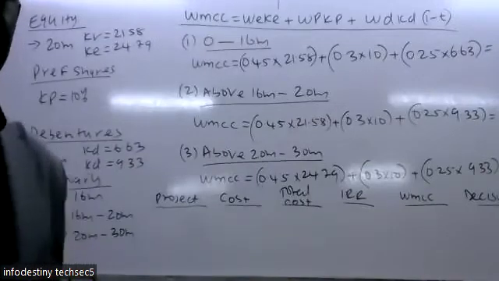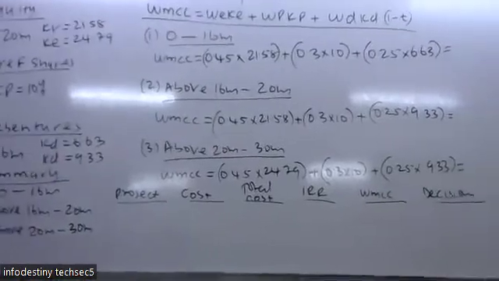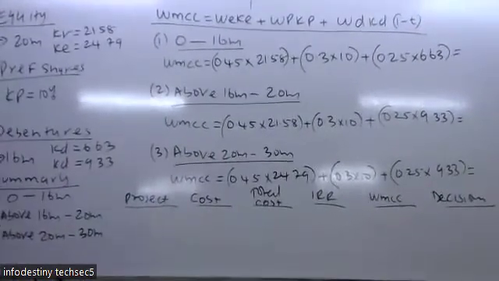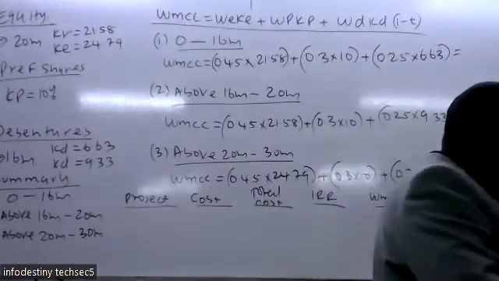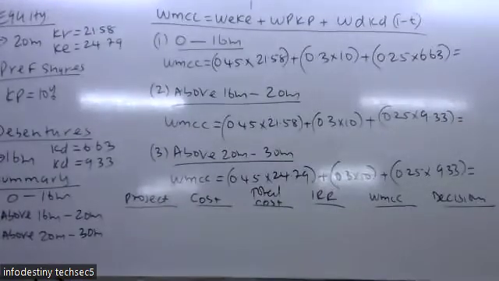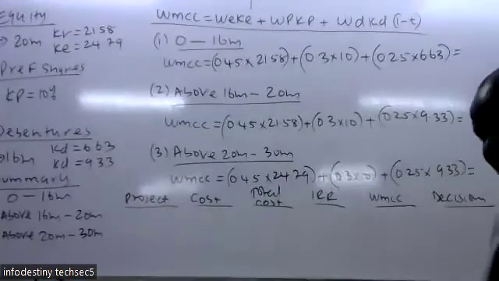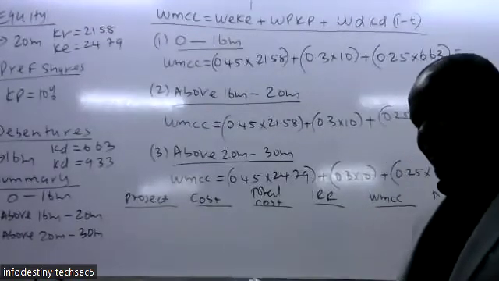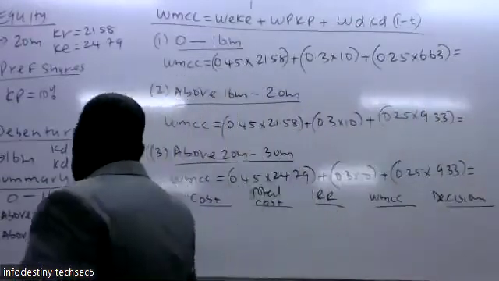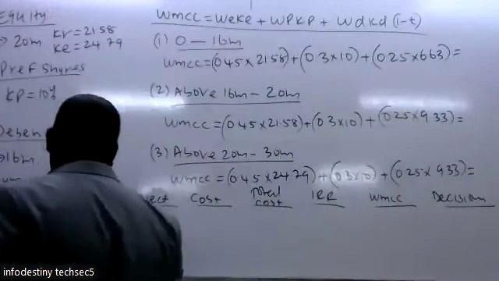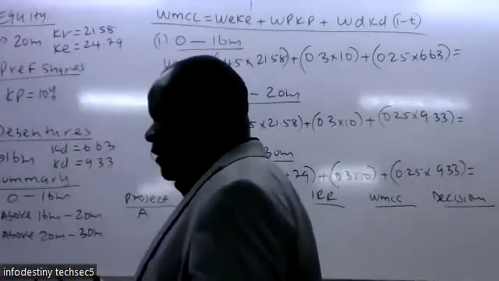Then I had advised you that we rank them first. We start with the one with the highest IRR. So among the 4 projects, which one has got the highest IRR? We check among the 4 projects, A, B, C, and D. Which one has the highest IRR? So we start with the project A. So project A, it had a cost of how much?